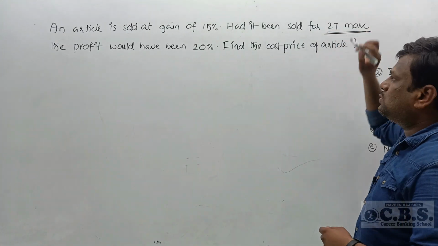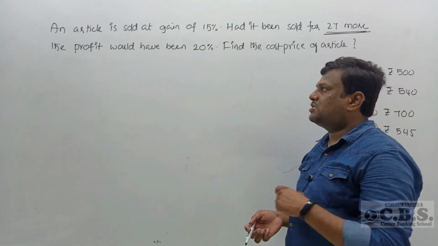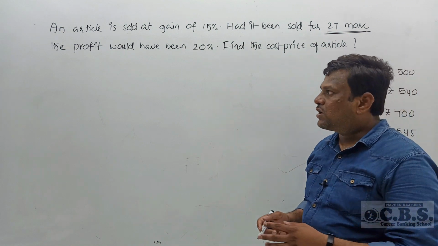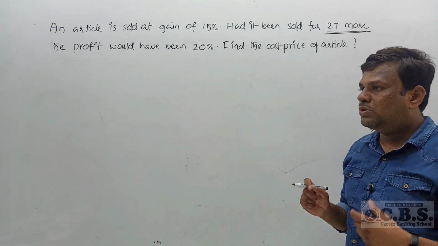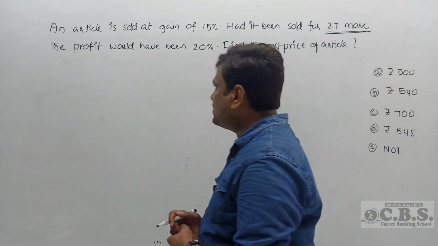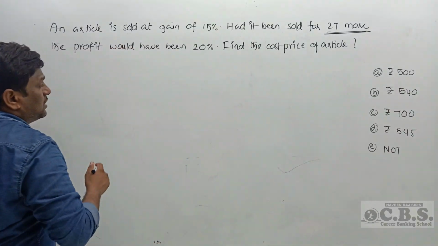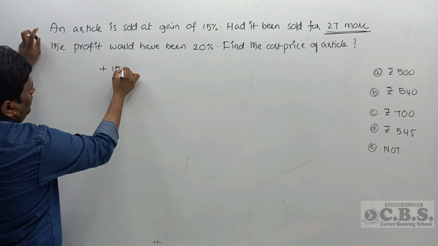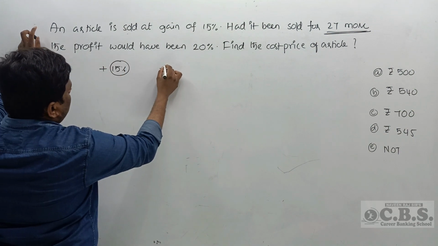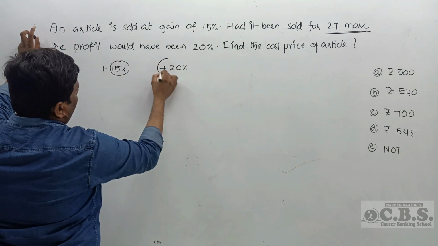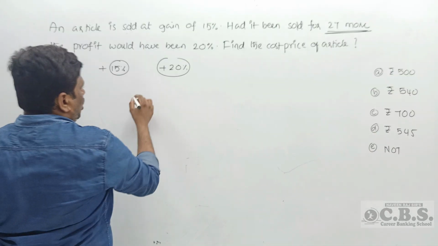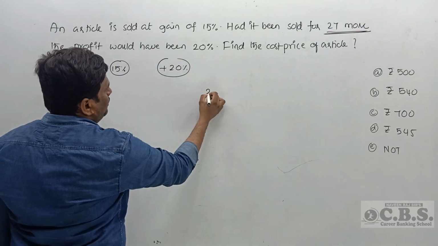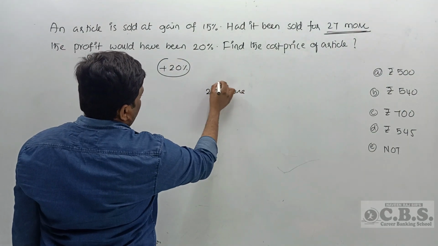In lesson 1 I addressed the concept of more, less and exceeds. When you get words like more, less and exceeds, it is nothing but the difference of selling prices, or difference of results also. First result is 15% profit. Second result is 20% profit. Now specifically mentioned 27 rupees more. So more means difference.